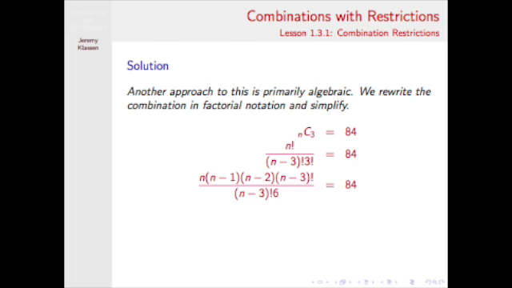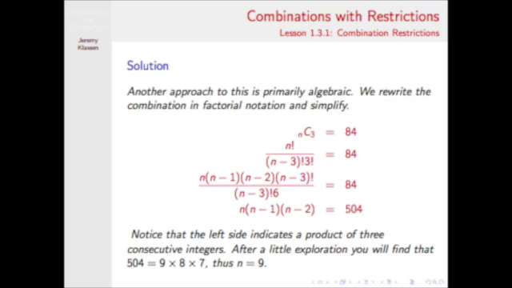So now I've got common factors in the numerator and denominator. A couple of things can happen in this step. First, we cancel the (n minus 3) factorials in the numerator and denominator. Additionally, we multiply both sides by 6, or 3 factorial, so that we completely eliminate the denominator. We're left with n times (n minus 1) times (n minus 2) is equal to 504. Now, you could multiply out those 3 factors on the left-hand side, bring the 504 over, set it equal to 0, and then try to solve the resulting cubic. That's going to be quite challenging.